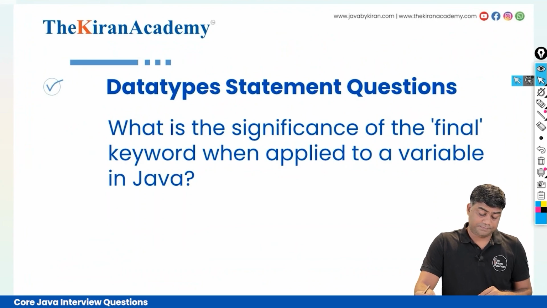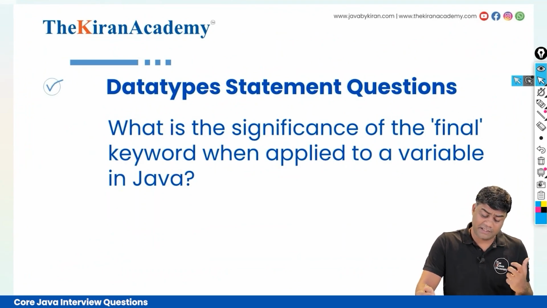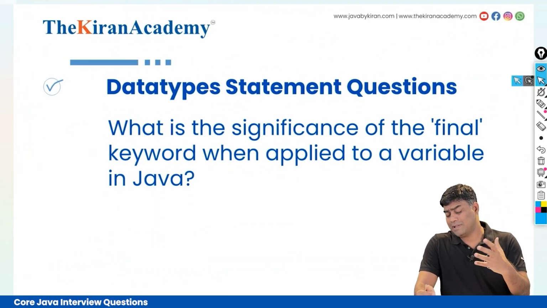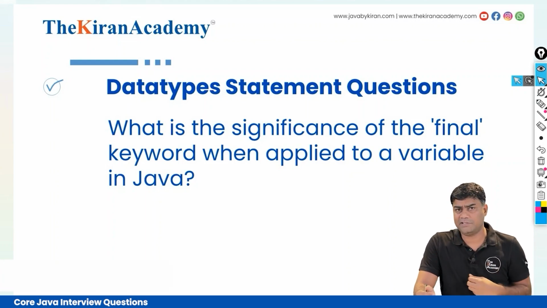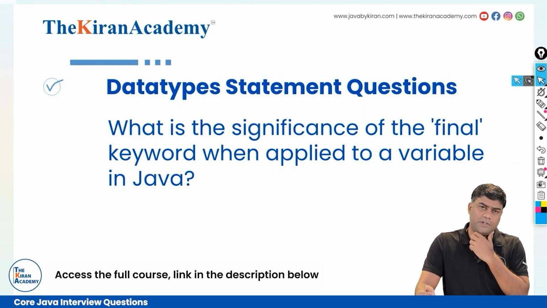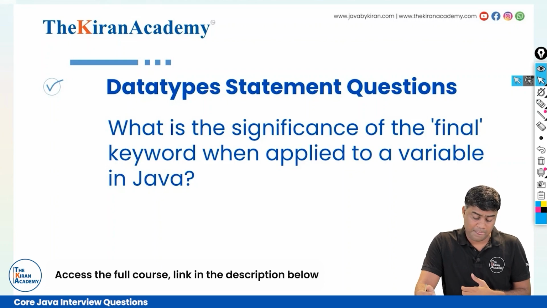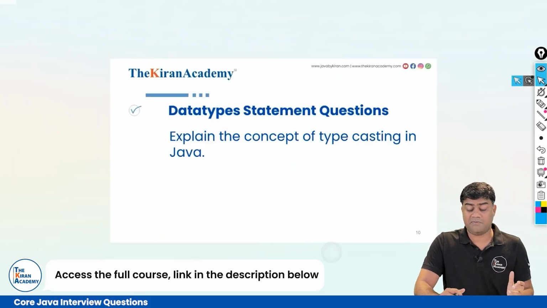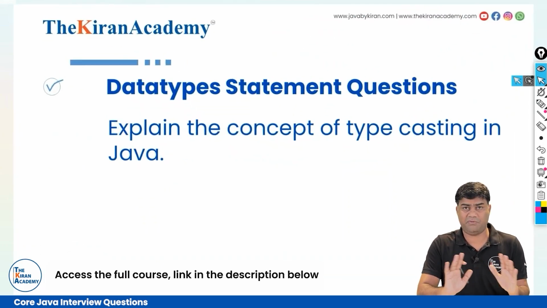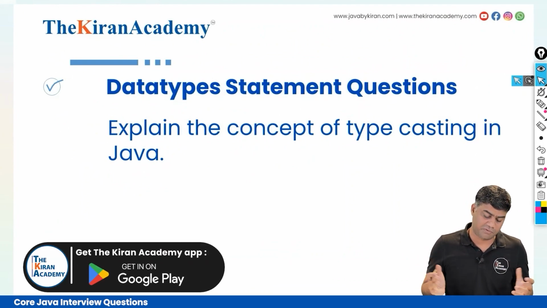Coming to the next question. What is the significance of the final keyword when applied to a variable in Java? You can see more on final in my final chapter. In this course, I have included one video especially for final. So final means you cannot change. It's very simple. If you make a variable final, you cannot change its value.